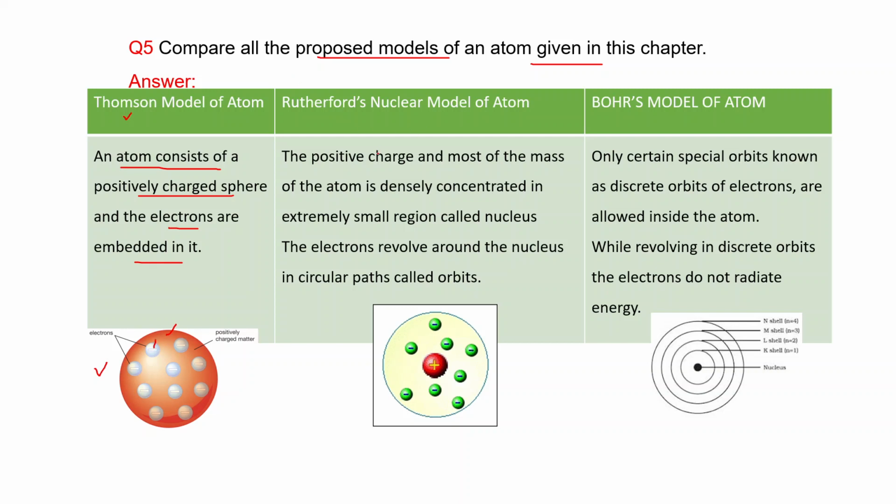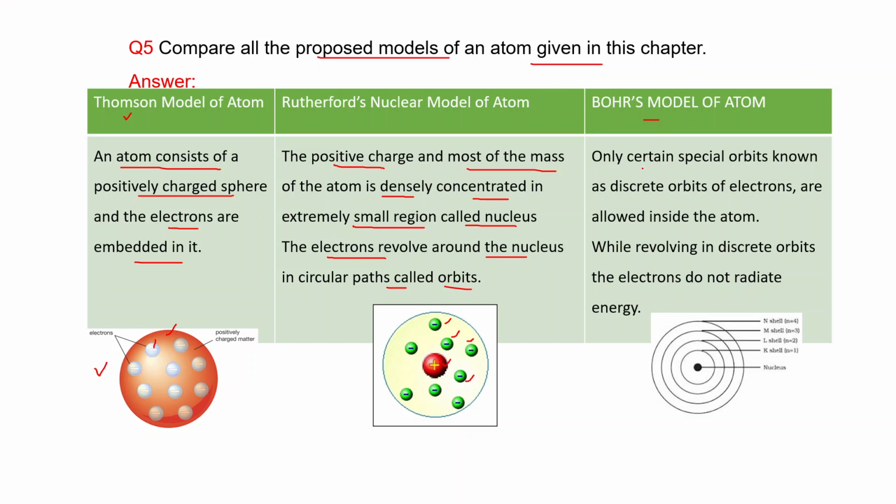Rutherford's nuclear model of the atom: the positive charge and most of the mass of the atom is densely concentrated in an extremely small region called the nucleus. And the second one is, the electrons revolve around the nucleus in circular paths called orbits. This can be represented like this. At the center, this is the nucleus and these electrons revolve around the nucleus in paths. But there is no fixed path given by Rutherford.